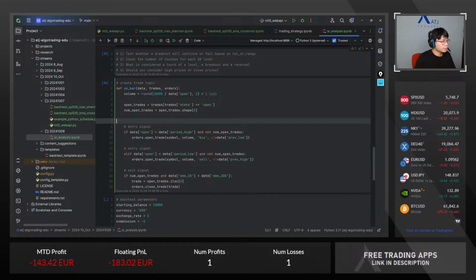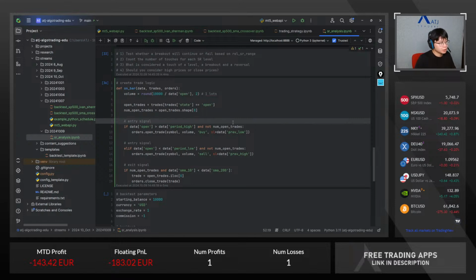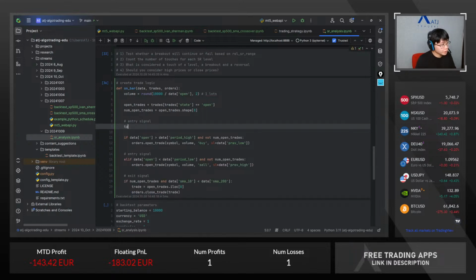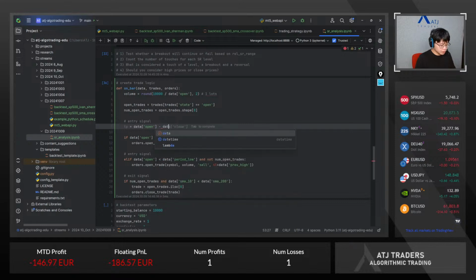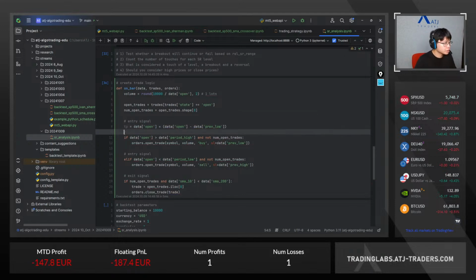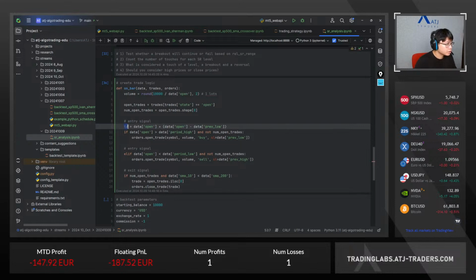So for our buy order, where is the take profit? If the reward to risk is 1-to-1, our take profit in this case would be our data open minus data previous low. So this is the distance between the open price and the previous low, and then we need to add this value for take profit. So this is our take profit for the buy signal.